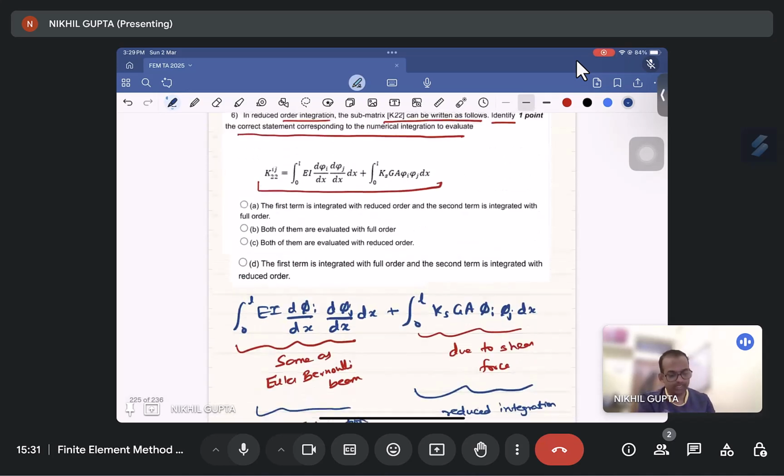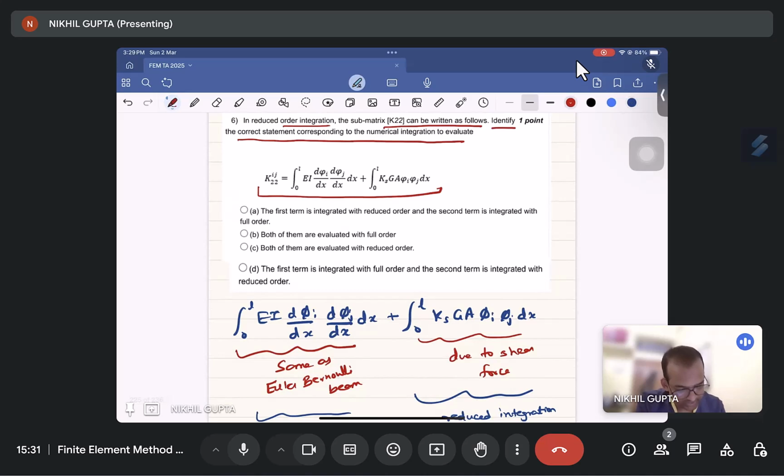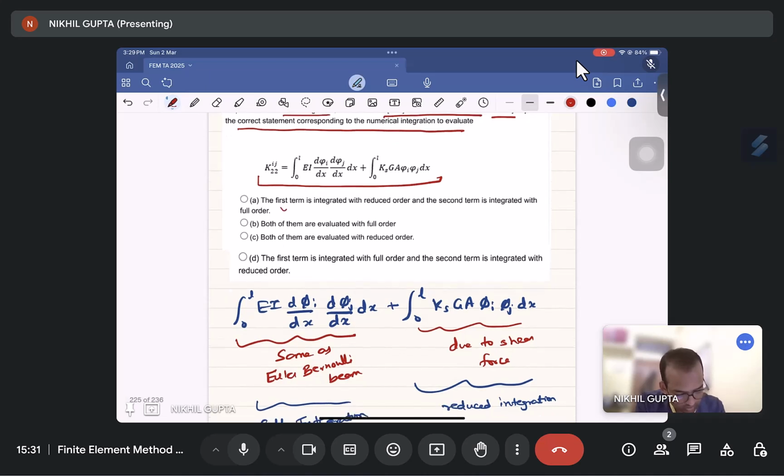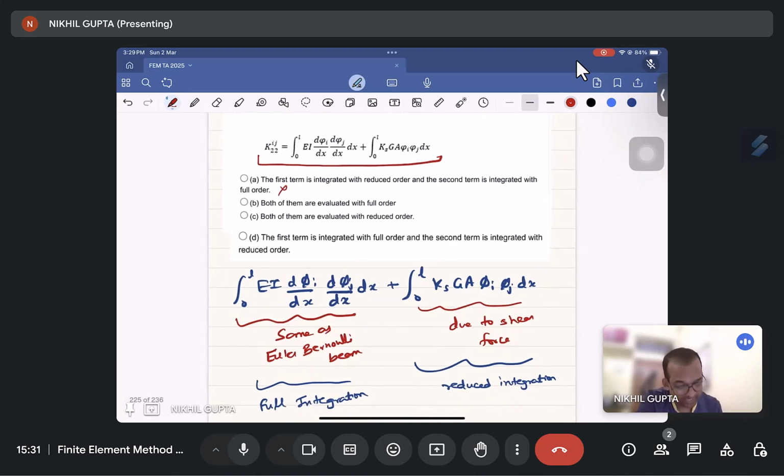If you look into the options, the first option says the first term is integrated with reduced order and the second term is integrated with full order. No, it is wrong, because we have understood that the first term is integrated with full integration while the second term is integrated with reduced integration. So it is the opposite. The second one says both of them are evaluated with full order. No, we have seen it. Both of them are evaluated with reduced order. No, this is also wrong. So the answer is D, which tells us that the first term is integrated with full order and the second term is integrated with reduced order.